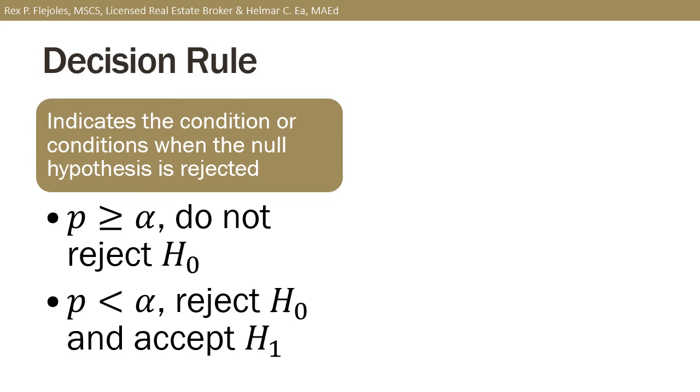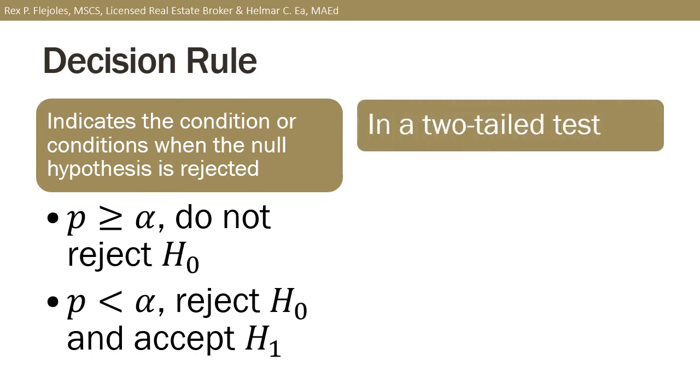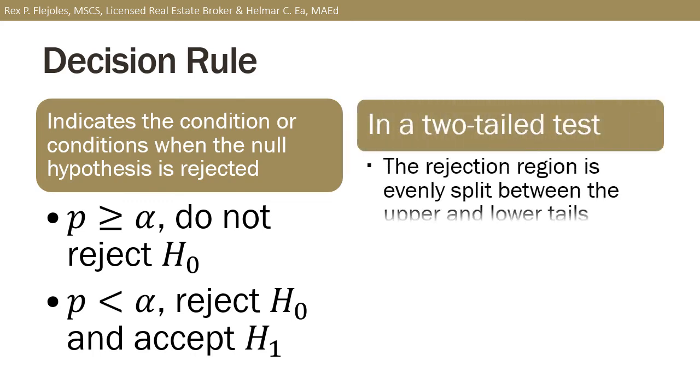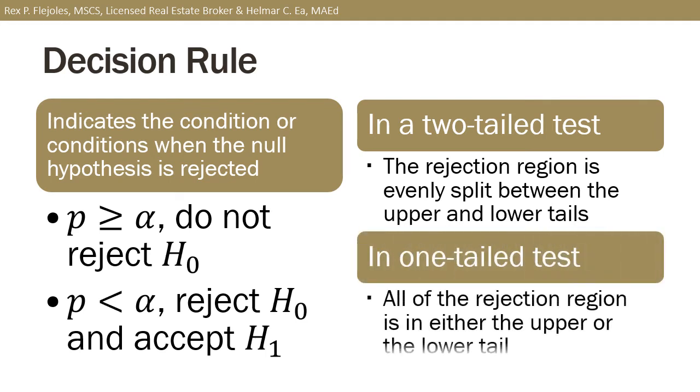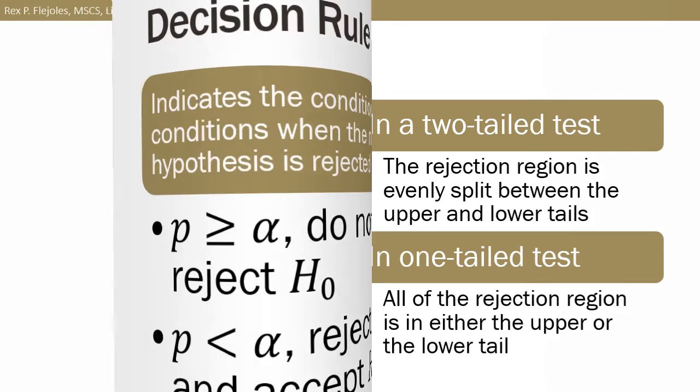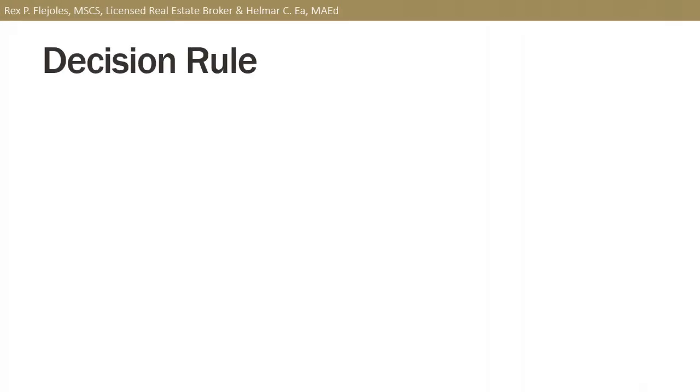Taking into consideration the tests of significance, in a two-tailed test, the rejection region is evenly split between the upper and lower tails, while in one-tailed test, all of the rejection region is in either the upper or the lower tail. For clarity, the following are examples.